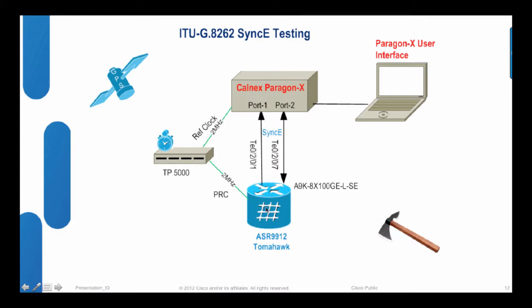To measure it, we have a GPS feeding a Time Provider 5000, which extracts the timing information off the GPS signal and outputs, in this case, a 2 MHz clock. One of the outputs goes to the tester, the Calnex Paragon-X, and the same output is sent to the 9912 router. This router is then told to synchronize to this incoming 2 MHz clock, and then any data being transmitted out here will be referenced to that clock.